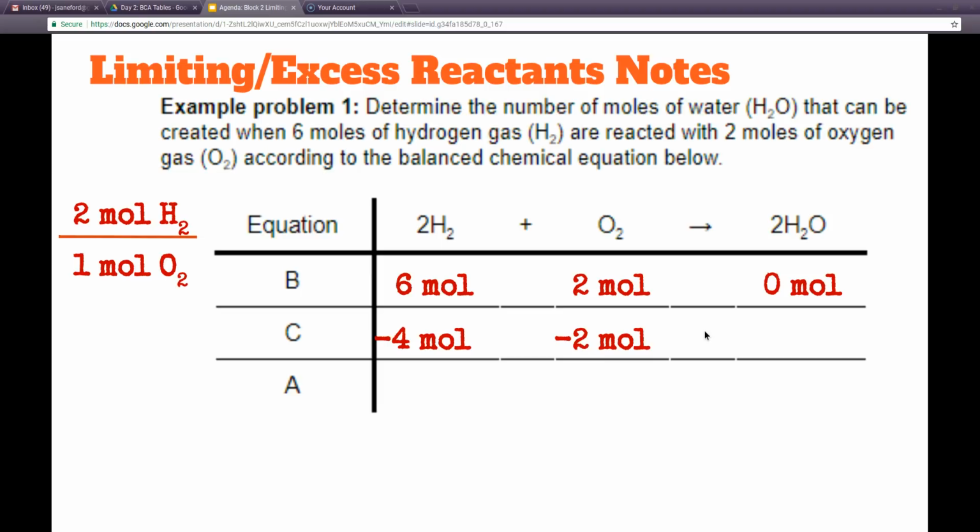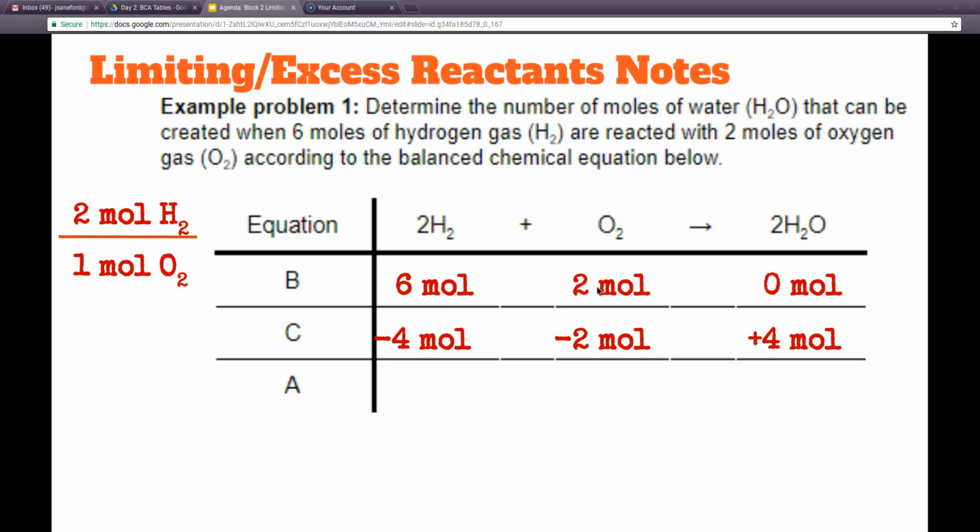Now, products are always added because you're creating things, so we're going to add those numbers. But look at the ratio between hydrogen and water, 2 and 2. So those are identical, right? So our moles here for hydrogen on the change line and water on the change line should be identical, except for the math function that we're doing.